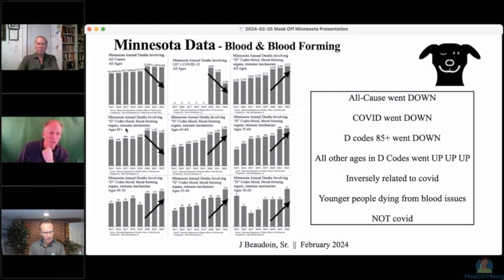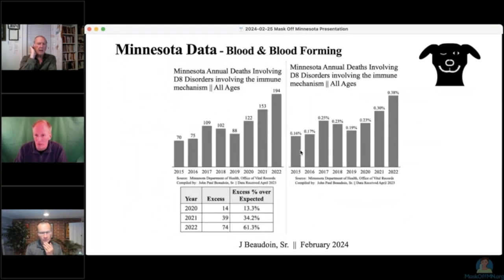Now the 85 plus group, a lot of the dry tinder was wiped out during the COVID wave, right? The first two COVID waves. So you would expect 85 pluses to go down anyway. But then what's interesting is every single other age group went up and up and up and up and up. How does that make any sense? If all-cause deaths go down, COVID deaths go down, why are blood and blood-forming organ deaths going up? Because there's a problem. Can you just explain what a blood and blood-forming death is?